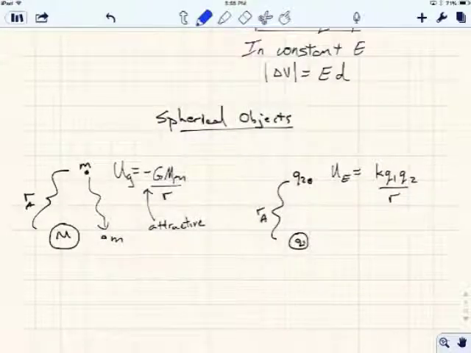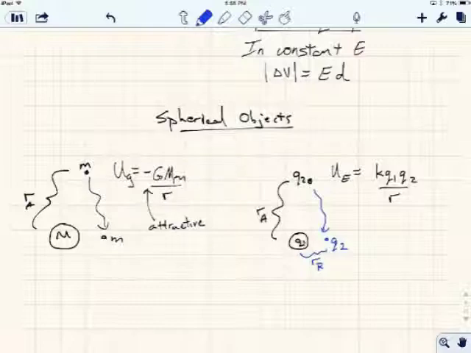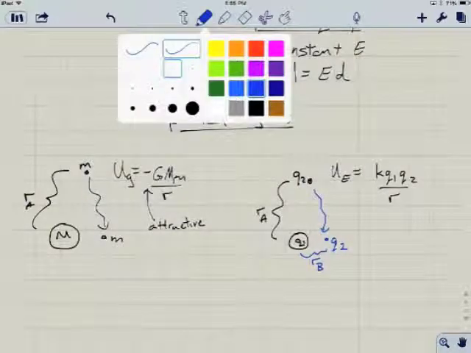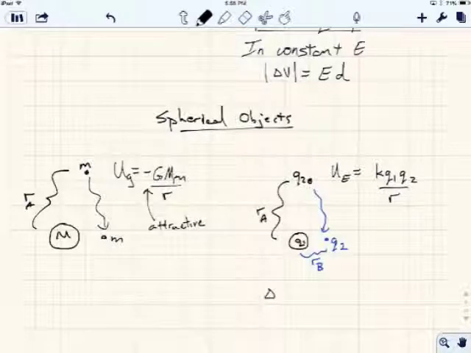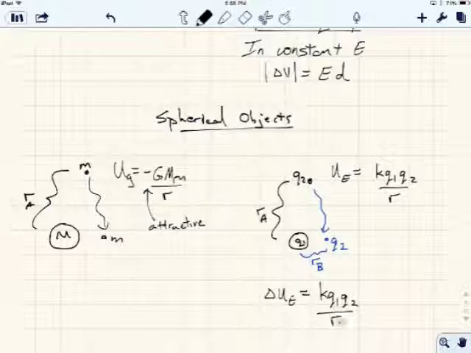Now, if we move Q2 to some other location, then it will have a different distance away from Q1. Let's call that R sub B. In doing so, we will have changed the electric potential energy. So the change in electric potential energy would be given by k Q1 Q2 over R sub B, the final position, minus k Q1 Q2 over R sub A, the initial position. That would give you the change in potential energy.